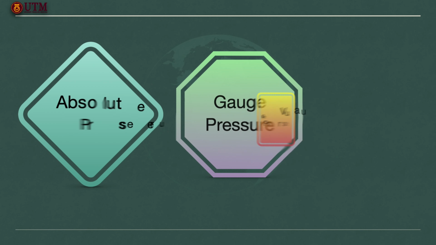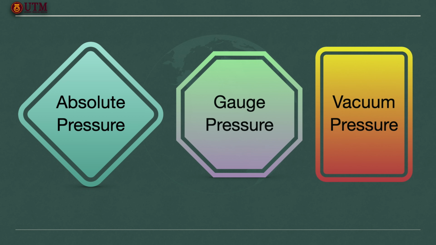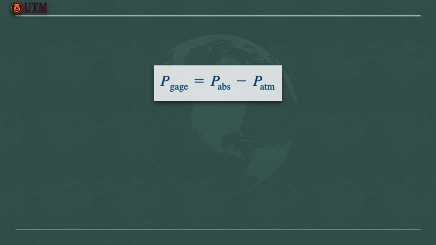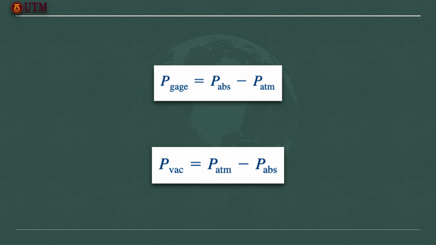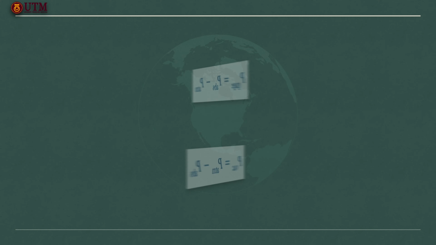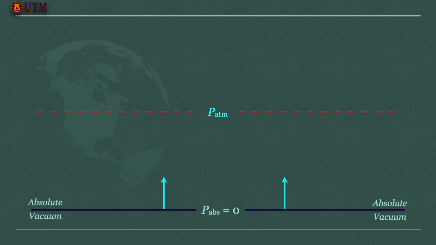The absolute, gauge, and vacuum pressures are related to each other by given equations. The comparison between these pressures can be illustrated in the given figure. This illustration describes the difference between absolute, gauge, and vacuum pressures.